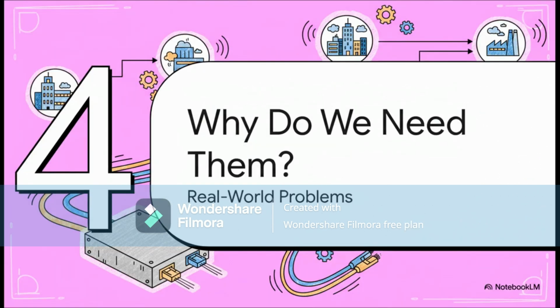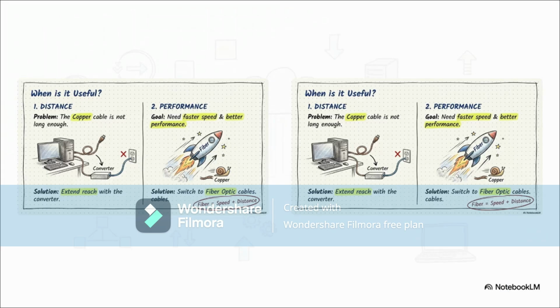So we know what it is, we know how it works, but why do we actually need them? Let's get into section 4 and talk about the real-world problems these little boxes solve. Media converters are basically amazing problem solvers. They tackle 2 huge issues. First up is distance. Like we said, copper cables just can't go that far. If you need to connect 2 buildings that are far apart, you're stuck. Well, not anymore. You just use a media converter to switch over to fiber optic, and you can extend your network way further.